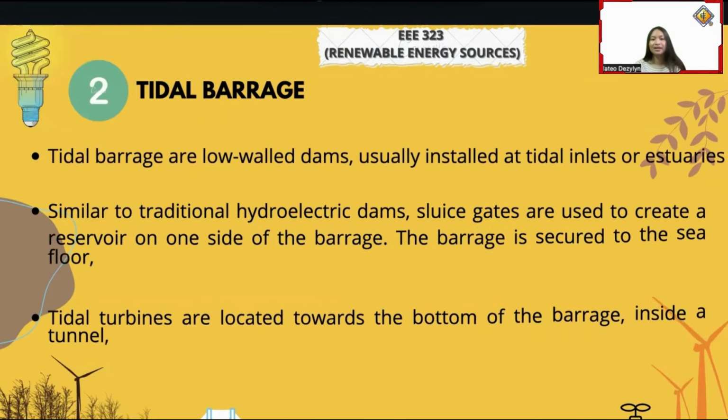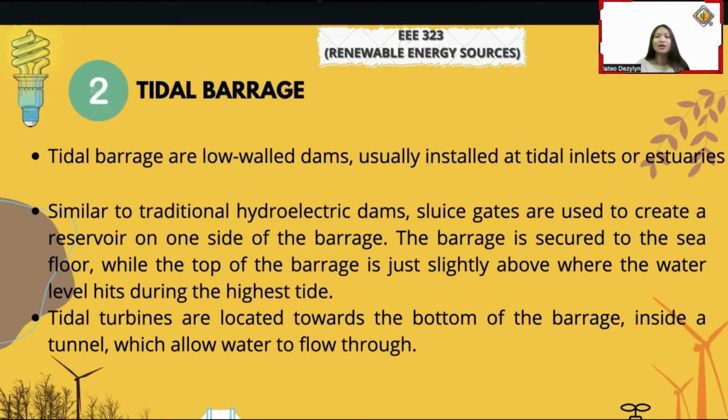The next is tidal barrage. Tidal barrage are low-walled dams, usually installed at tidal inlets or estuaries. Similar to traditional hydroelectric dams, sluice gates are used to create a reservoir on one side of the barrage. The barrage is secured to the sea floor, while the top of the barrage is just slightly above where the water level hits during the highest tide. Tidal turbines are located towards the bottom of the barrage, inside a tunnel, which allow water to flow through.